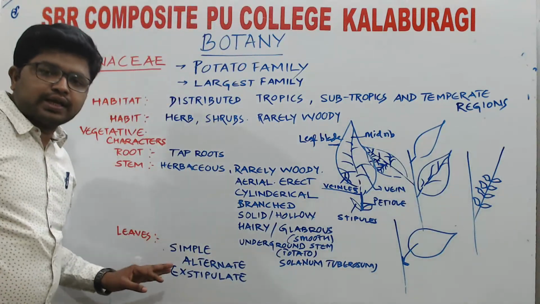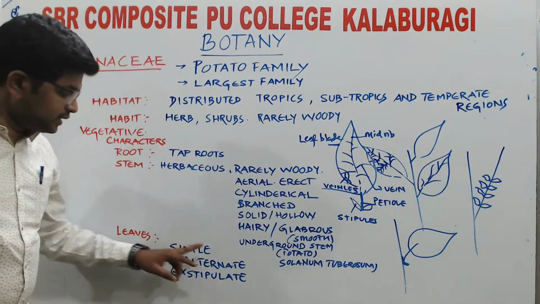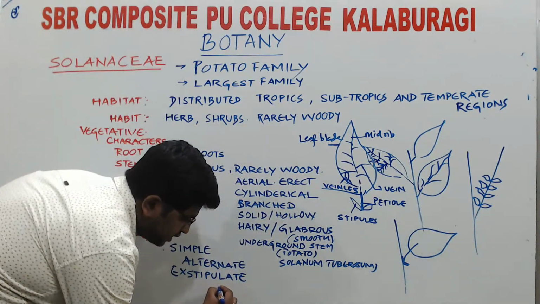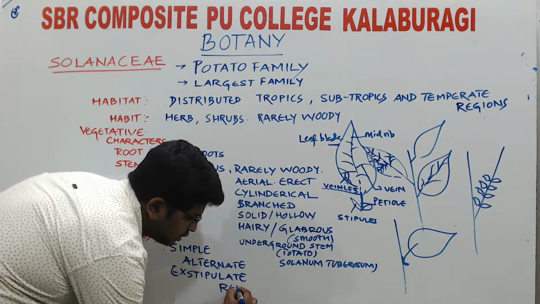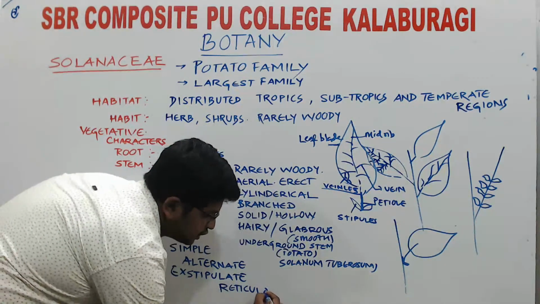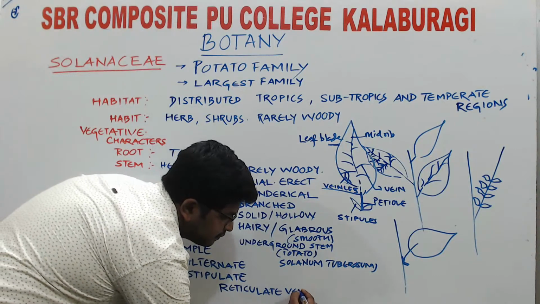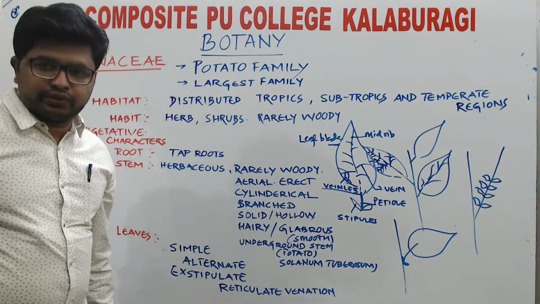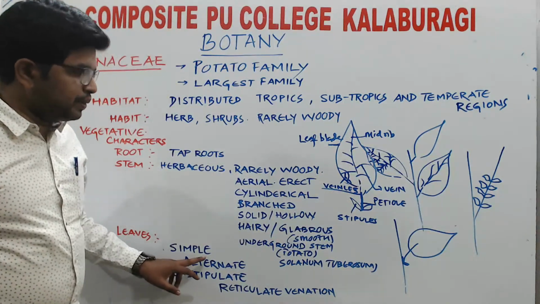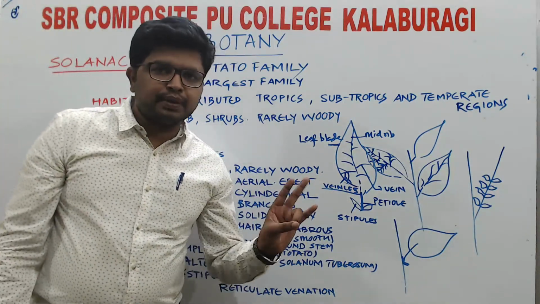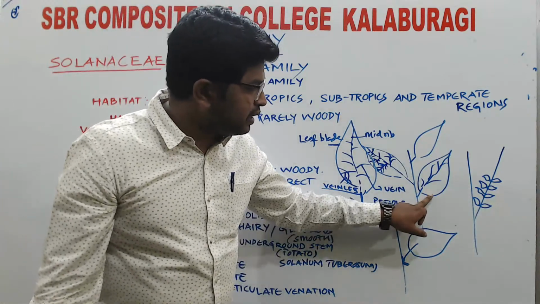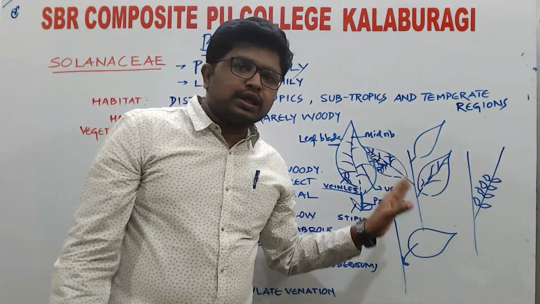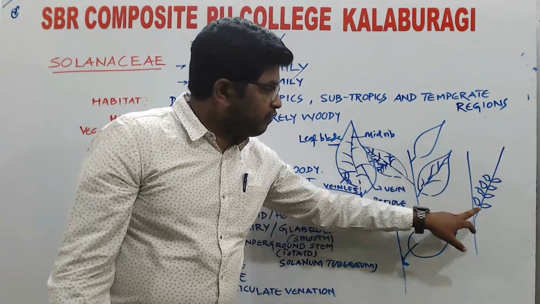So, the members of the Solanaceae show leaves that are simple, alternate, exstipulate, and what venation? Reticulate venation. Okay, simple. What is simple? There are two types of leaves, simple and compound. The one which I have drawn here is a simple leaf. The one drawn here is a compound leaf, because when you make an incision, it will form leaflets.